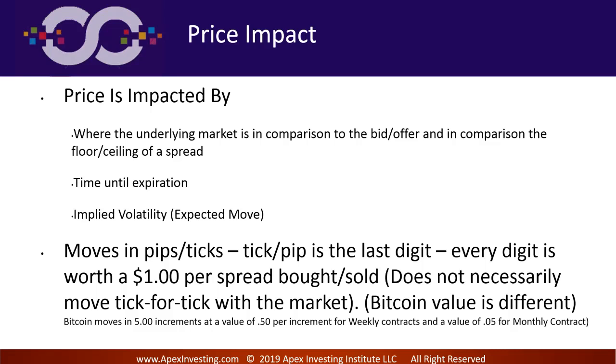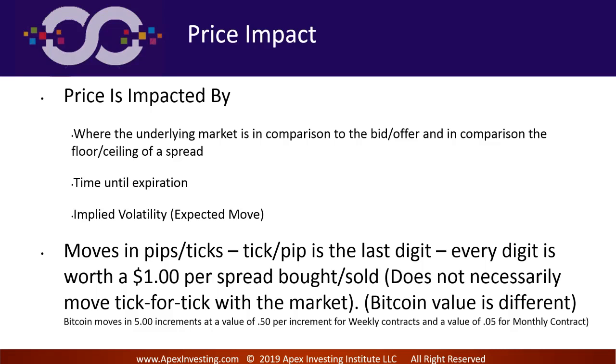All right? Now, the last digit is worth $1 a tick for each spread bought or sold. I'll show you exactly what I mean on that. What's really important is that not every contract moves tick for tick with the market. Again, every contract does not move tick for tick with the market. So if you buy it and you think the market went up 5 points, why didn't my spread go up 5 points? Well, probably because you haven't watched the entire spread foundations course. Okay? So, if you understand it, you'll understand why they move. And we'll go into that as we go into each section of foundations.